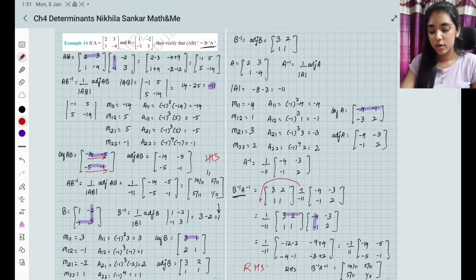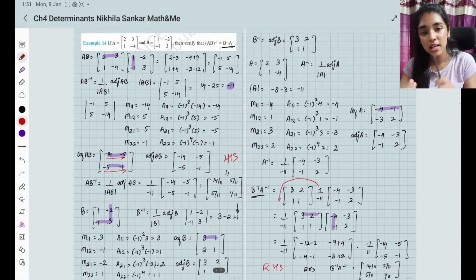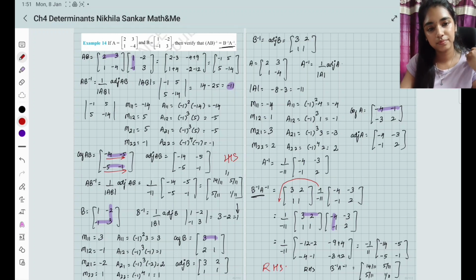Okay? Please copy. It's nothing, just matrix multiplication. How do we find the inverse? First the minors, cofactor, cofactor matrix, adjoint matrix, and from the adjoint, A inverse: 1 by determinant A into adjoint A. That is the formula. Okay? Please copy.